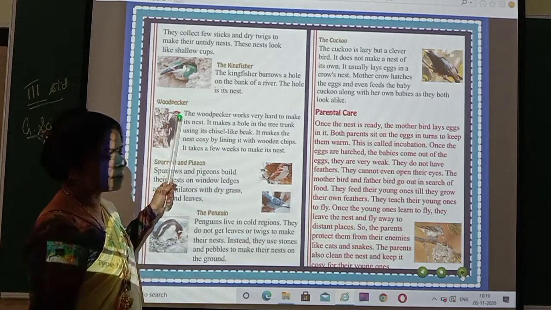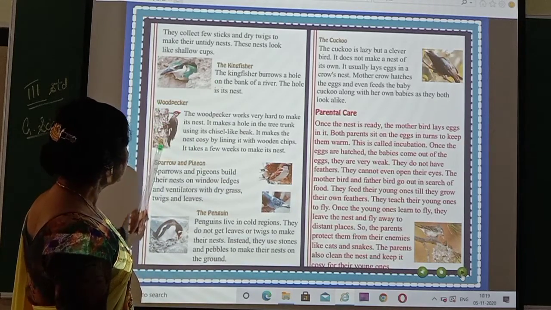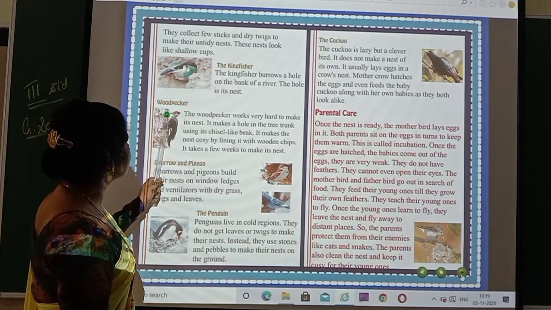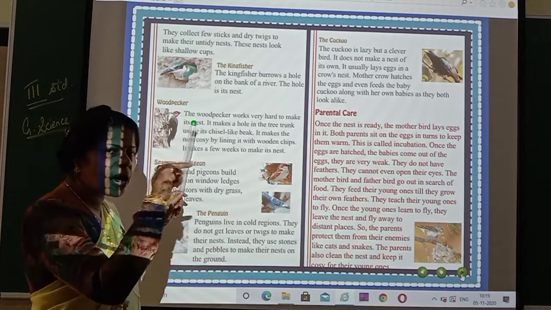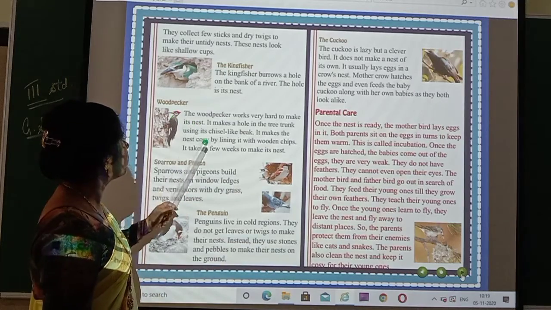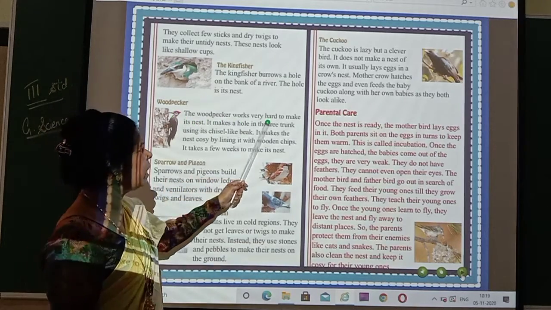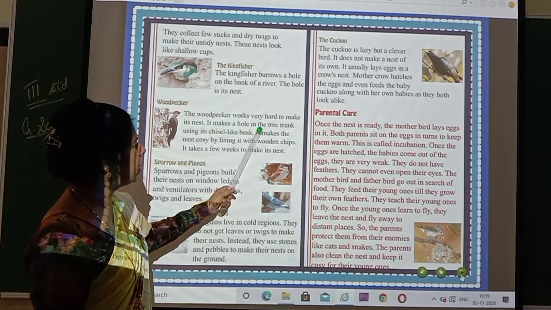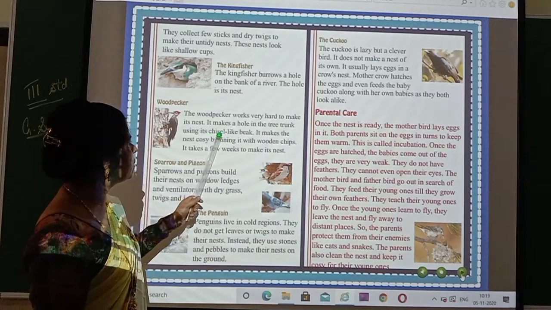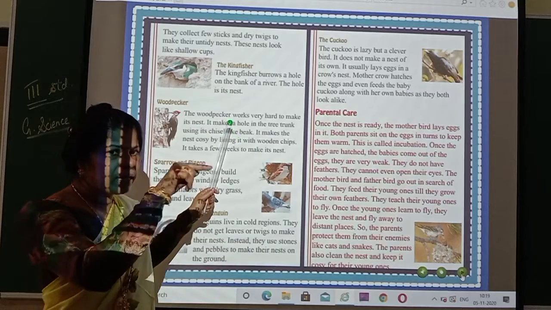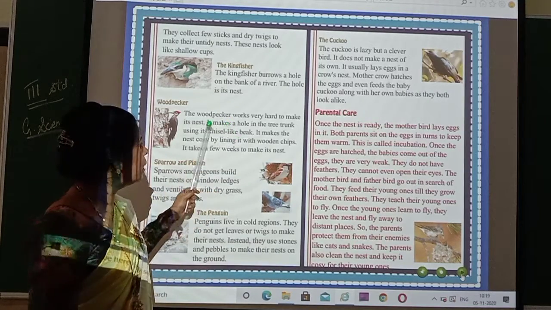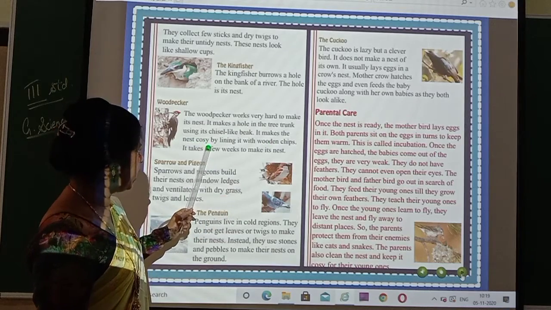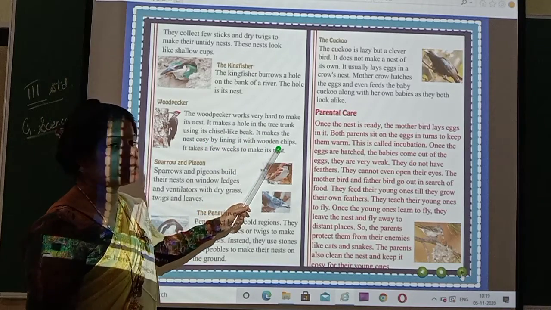Coming to the woodpecker. See, this is a tree and this is a woodpecker bird, and look at its beak. It is a sharp and long beak, you can see here. The woodpecker works very hard to make its nest. It makes a hole in the tree trunk using its chisel-like beak. That beak is chisel-like. Okay? It makes the nest cozy by lining it with wooden chips.